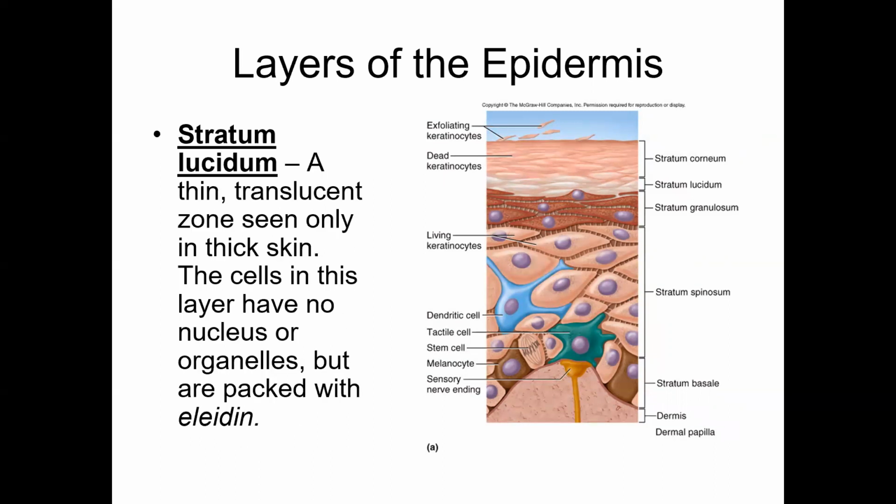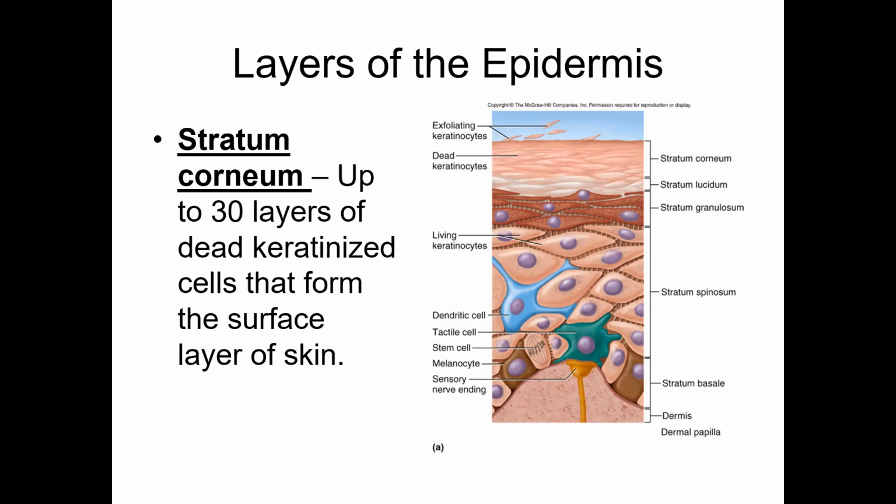Above that, in at least the thick skin, we have the stratum lucidum. And here we sort of have an intermediate stage. The cells are dead, but they're not quite completely keratinized yet. They're packed with an intermediate protein, eleidin, which will then become keratin. The stratum corneum is this outer layer of dead keratinized cells that form the surface of your skin.